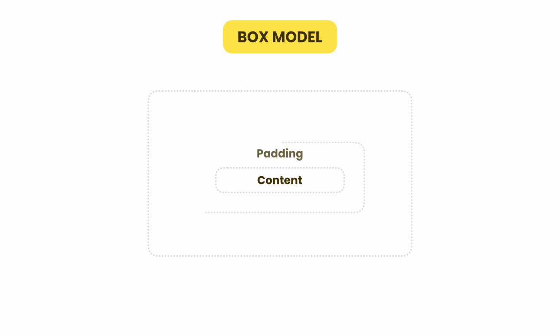Outside of the content area, we have the padding area, which is used for adding some space outside of the content area. Next, we have the border area. So if you have a border, the border is shown here. And finally, we have the margin area, which is used to add some space in between different elements. This is what we call the box model. Now let's see this in action.